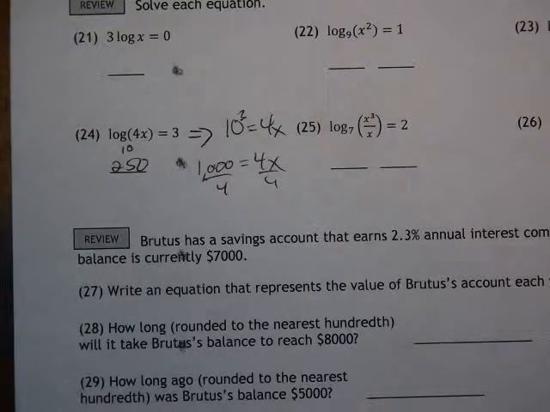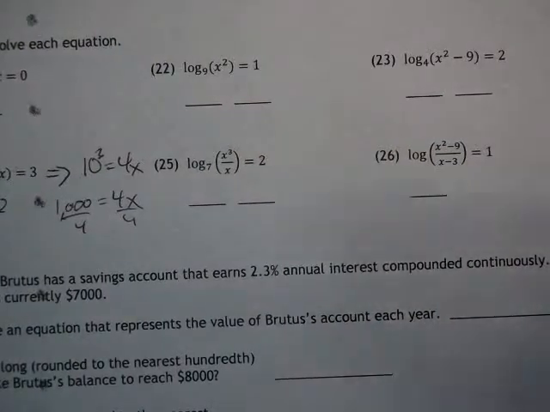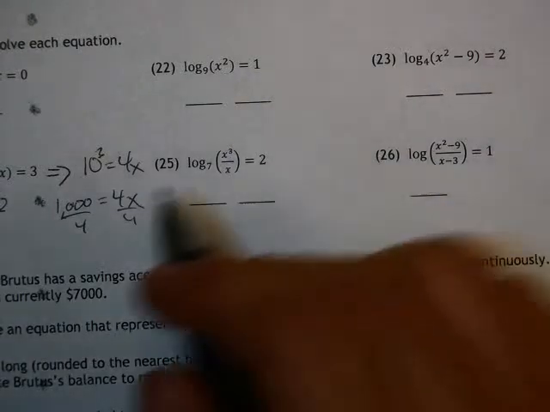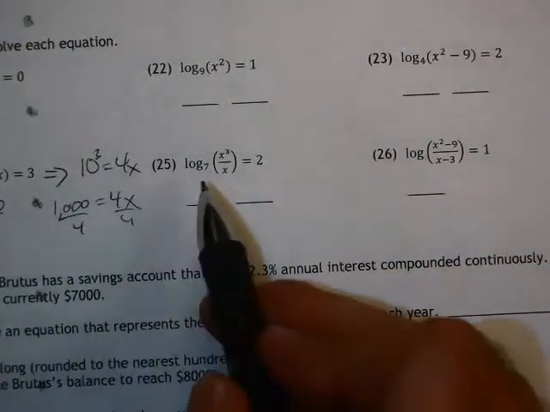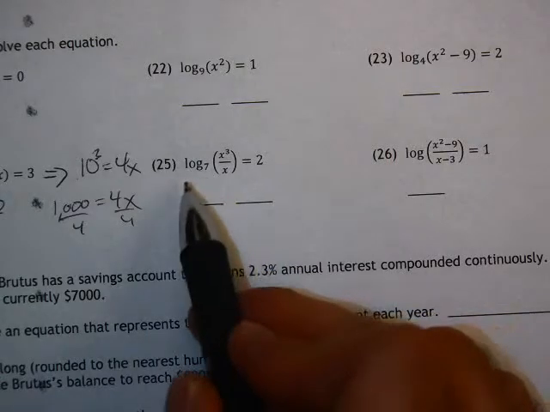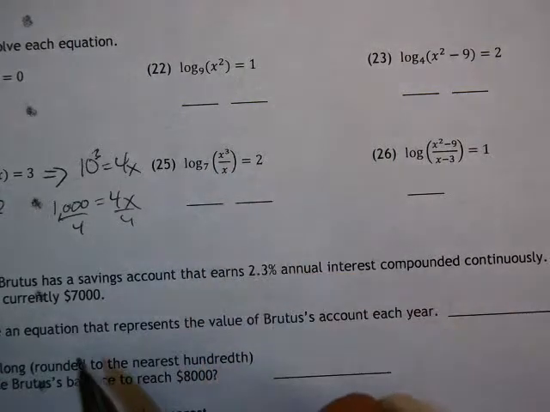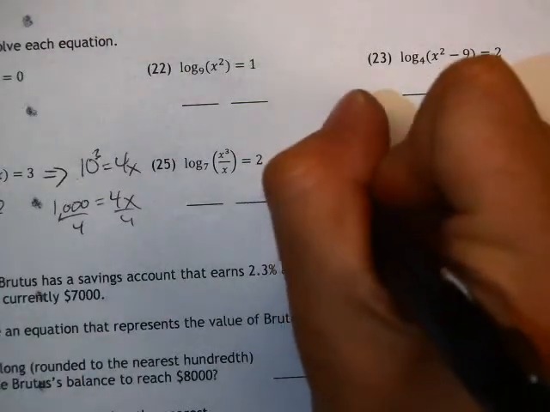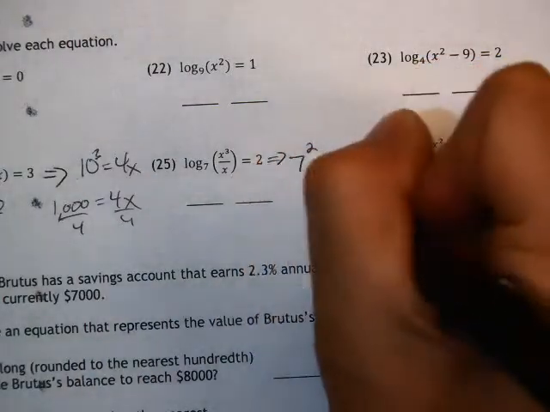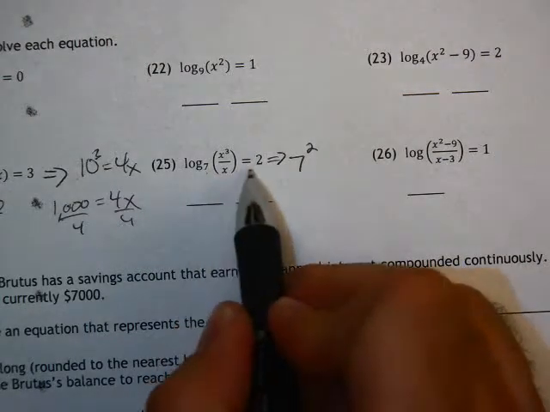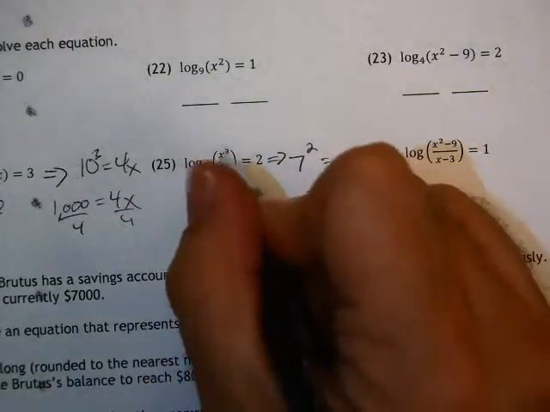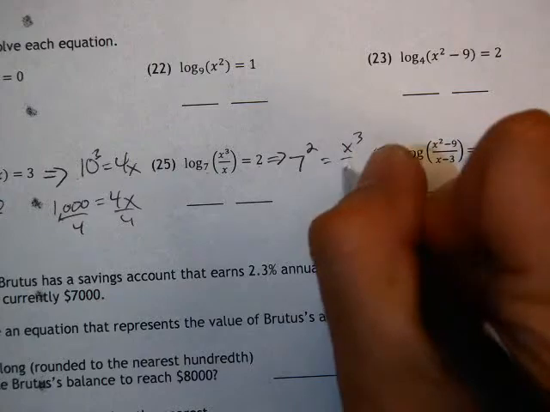For number 25, and you're going to notice this also in number 26, same idea. We're going to exponential form. This time on 25, they give us a base. So we have the log of base 7 of x cubed over x equals 2. So we're going to start by going to exponential form like last time. 7 squared, 7 to this power, equals all of this x cubed over x.